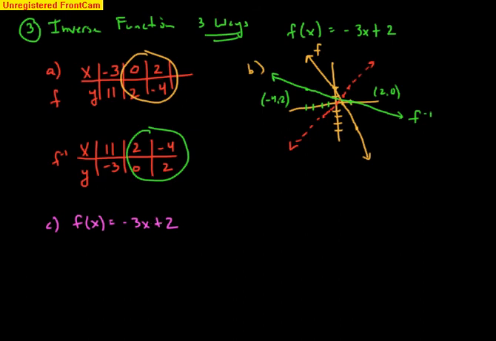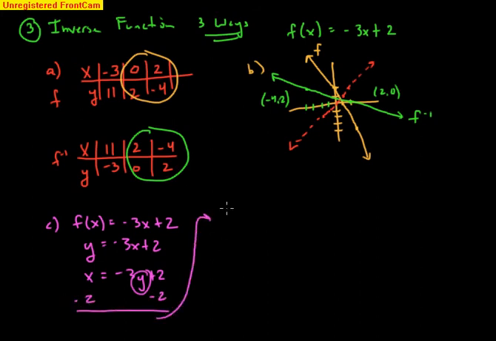Okay, so let's see how we do this. Okay, so remember your domain and range switch. So that's the same thing you're going to do here with your x and y. So we let f of x be y, and then we switch x and y. X equals negative 3y plus 2. And now our goal is to solve for y. Get y by itself. Well, I'll subtract 2 from both sides first. And I'll get x minus 2 equals negative 3y. And then I'll divide by negative 3.